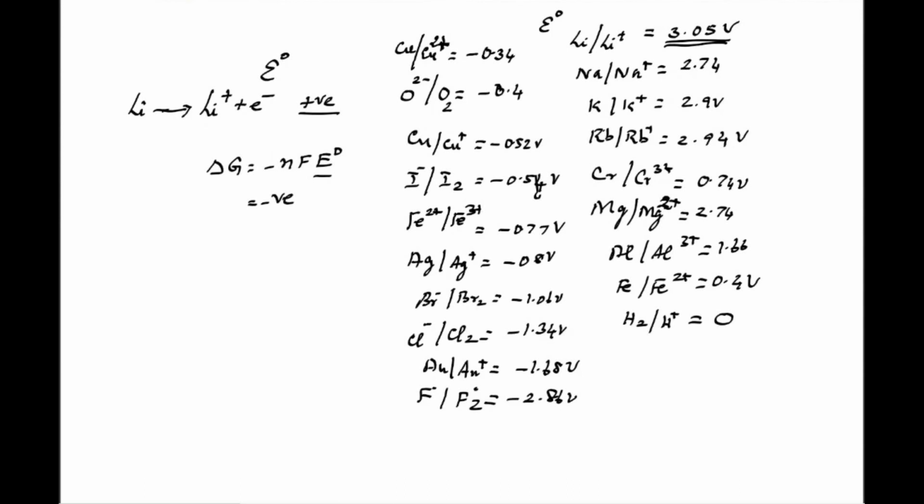In short, compared to the standard hydrogen electrode, the metals placed above it in the oxidation potential table all have a strong tendency to release electrons, and they act as reducing agents compared to hydrogen. Now you are given two things. For example, potassium for potassium plus and rubidium for rubidium plus: which is the stronger reducing agent among these two?